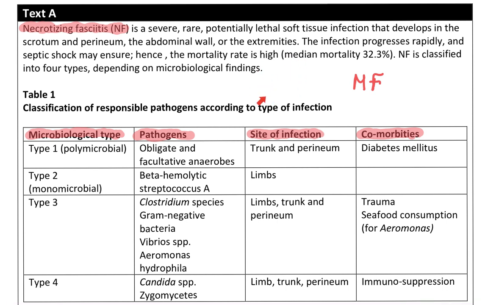So we are in the text that contains infection. That is text A. Then we look for type 2. So this is type 2. We are looking for the parts of the body, that is the limbs, okay? They present with infected limbs. All right.